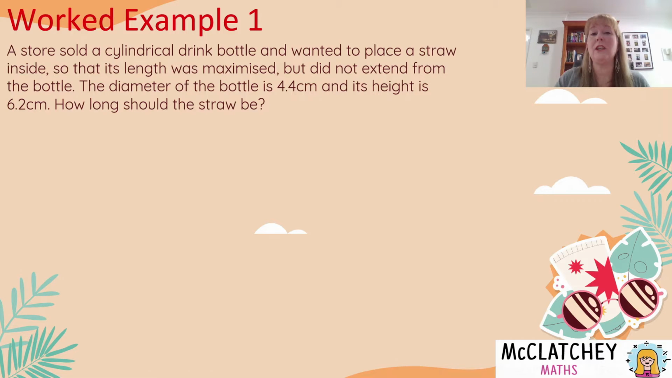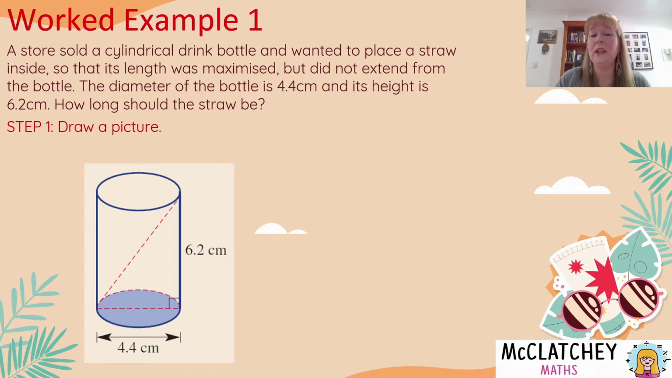So we've got some information in here about a drink bottle and we've been given its dimensions. We're not asked to find the area, we're not asked to find the volume, we're just asked to find out how long the straw would be, what's the longest straw we could put in the bottle so that when we put it in the bottle, it's not going to hang out at the top of the bottle. So I always think the best place to start is to draw a picture. So let's start and have a look at what a cylinder looks like for starters and put our dimensions that we're given in the question onto the actual picture.